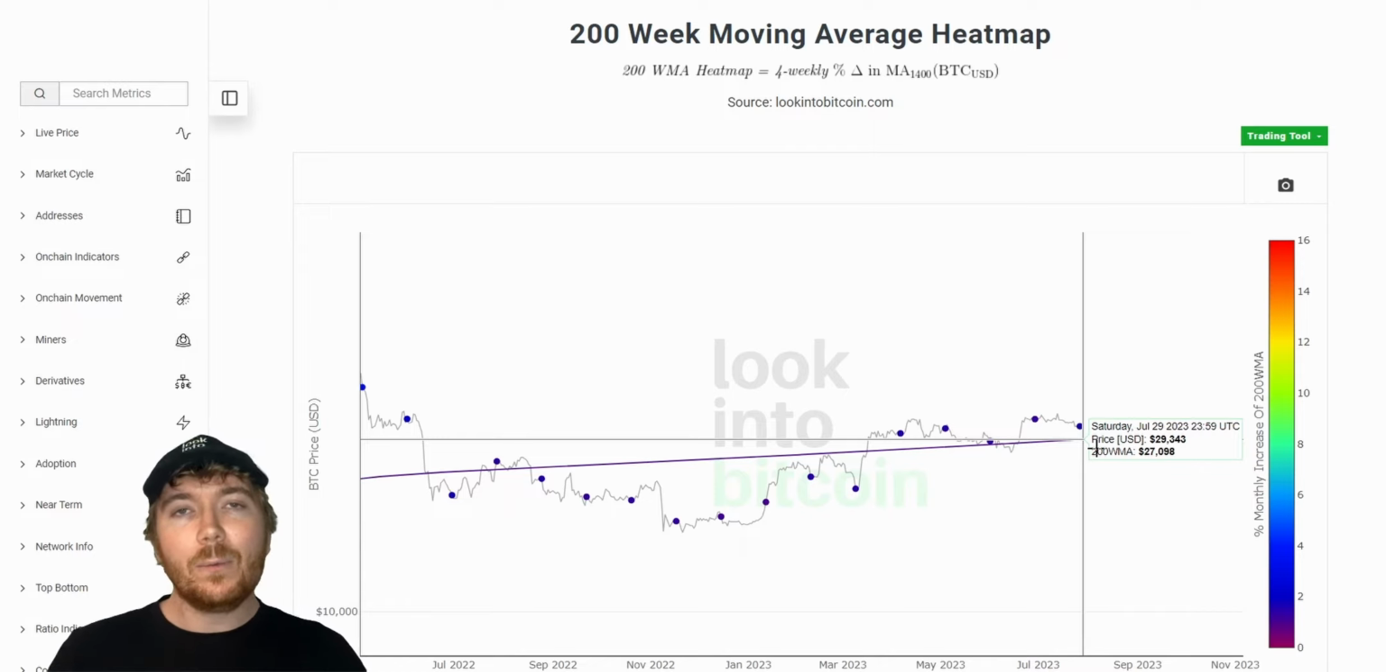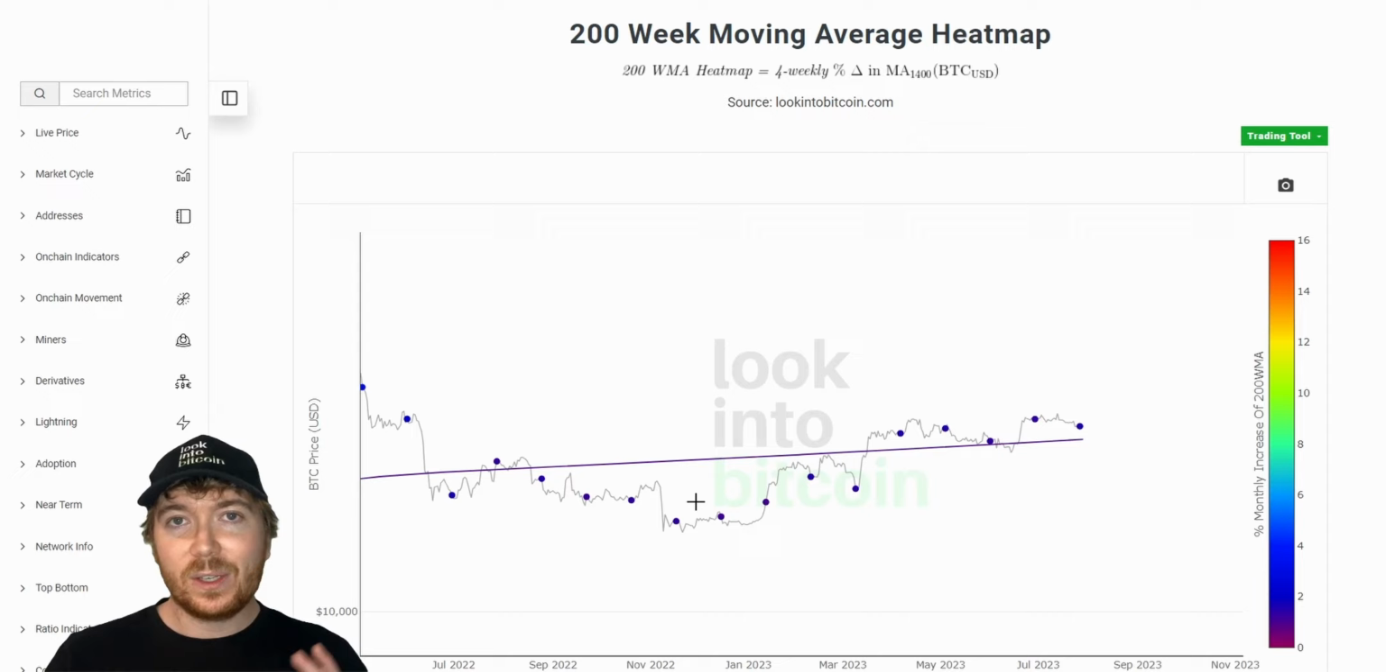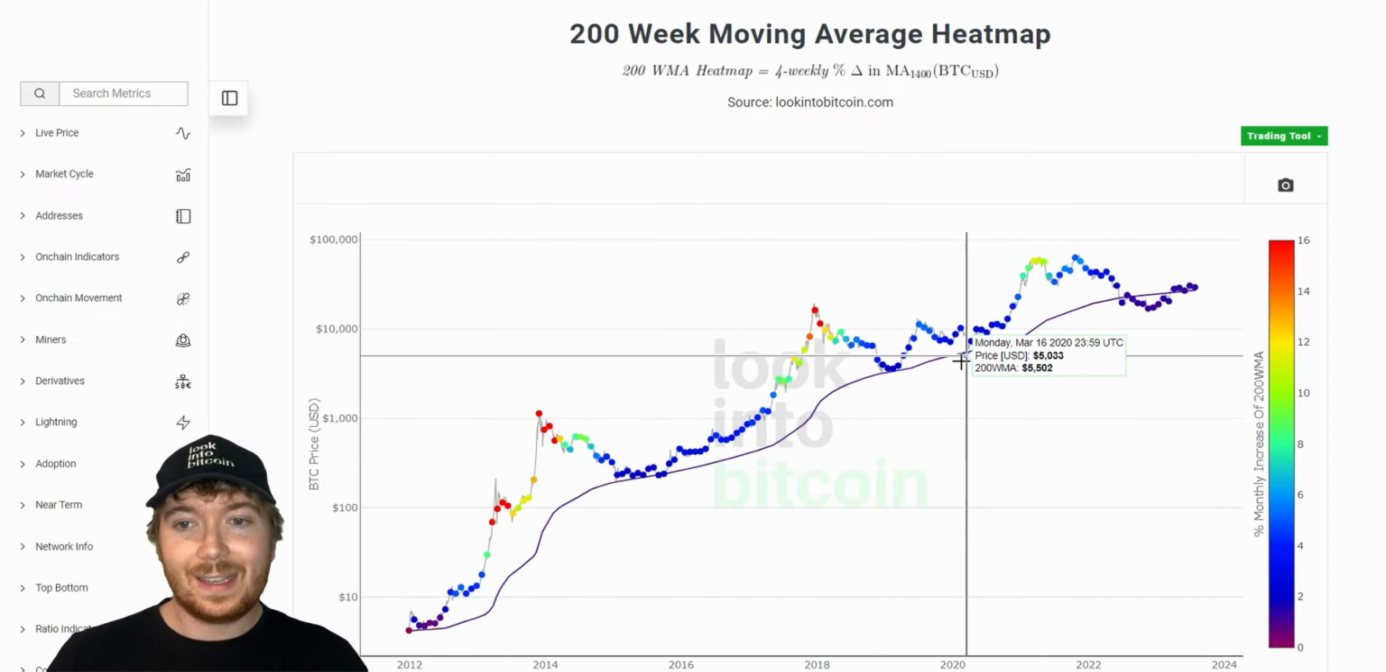And we can see here, if we were to see a move to the downside, the first level we really should be watching is potentially this line, the 200 weekly moving average, which is just collating the previous 200 weeks of price action and averaging that out, which currently sits at just above $27,000. Now, historically, this has been a great level to accumulate at, and apart from in the most recent bear cycle, we'd actually never dipped beneath this for consecutive months.